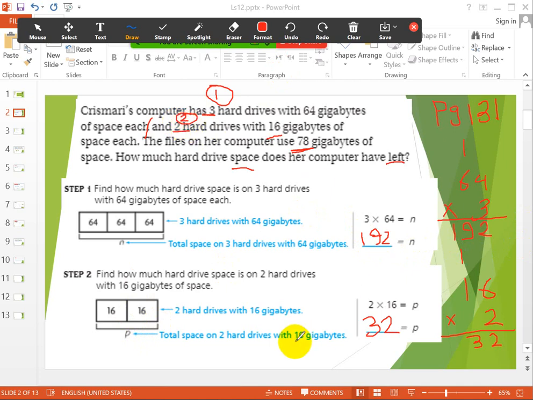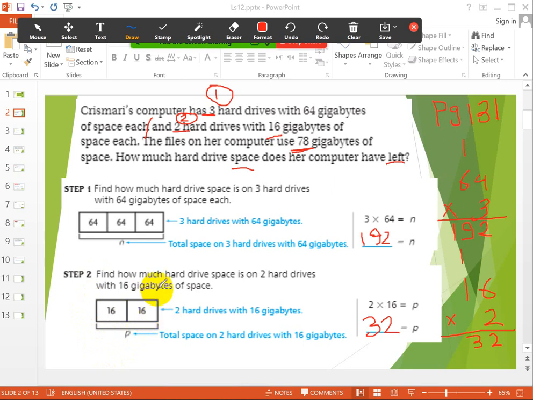Also, for the second kind, we call this kind B. Okay? In hard drives B, the space for each hard drive is 16. Each one 16. How many hard drives do I have here? I have 2. This is the first one. The space for the first one is 16. And the second one, the space also is 16.